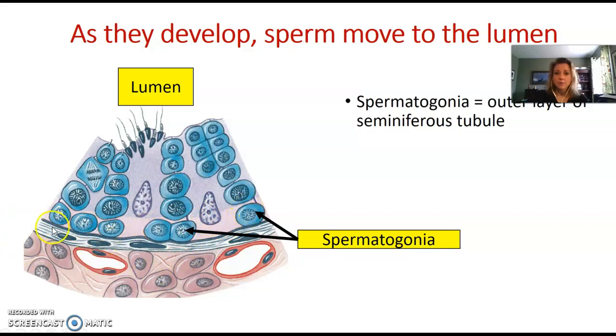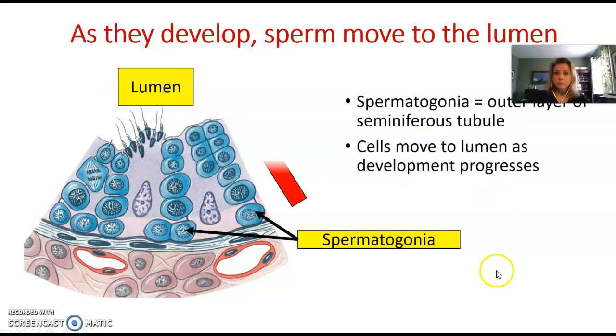This is the outermost portion, and as you move towards the lumen, which is the space found inside of the tubules themselves, the cells are maturing and growing. As development progresses, they move towards the inside of the lumen. Remember, these are not fully mature sperm, but they sure look like them. Their maturation process isn't complete until they get to the tail of the epididymis and the vas deferens.